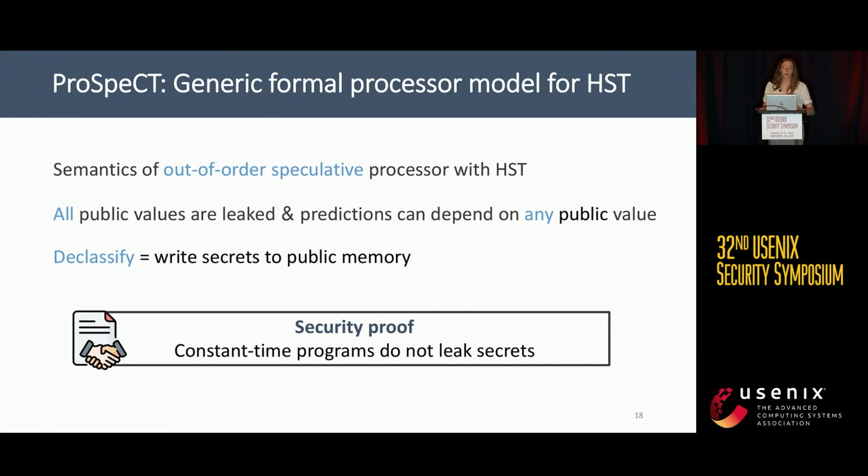And so we formalize this defense in the semantics of an out-of-order speculative processor. In this semantics, we leak every public data to the attacker, meaning that the attacker can observe all public data, but also predictions can depend on any public value, and that allows us to express a lot of different speculative execution mechanisms. To declassify secrets, we just have to write them to public memory. But that also means that we, as programmers, need to make sure that we don't unintentionally declassify secrets. And finally, we prove that if a program is constant time, meaning it doesn't leak in an in-order semantics, then on this hardware with a speculative out-of-order semantics, it will not leak.